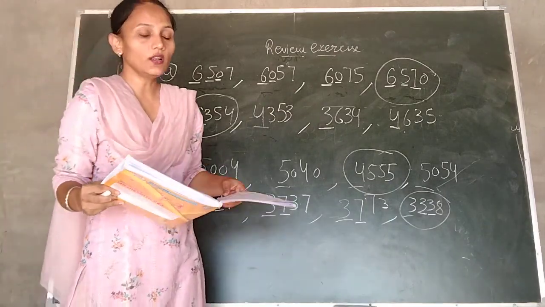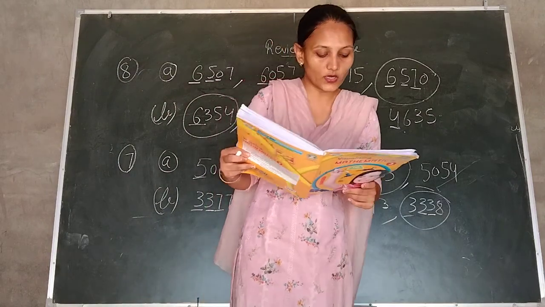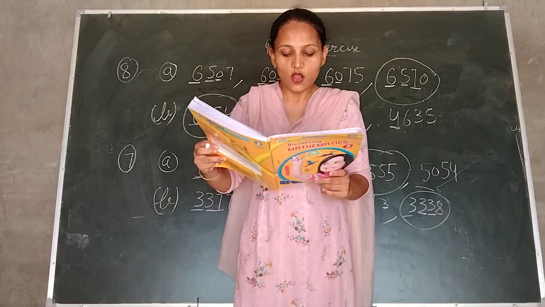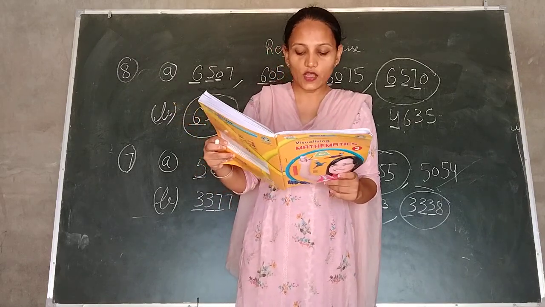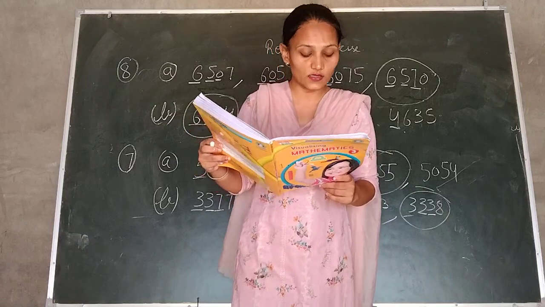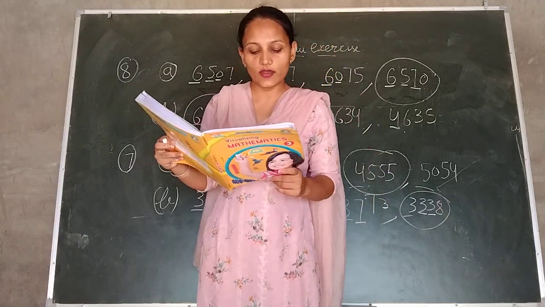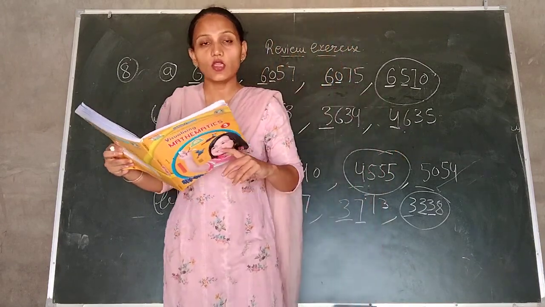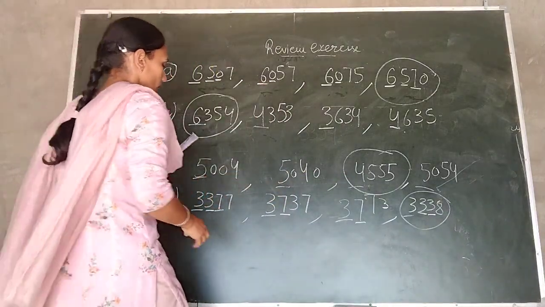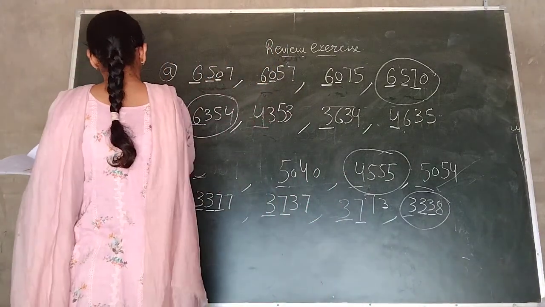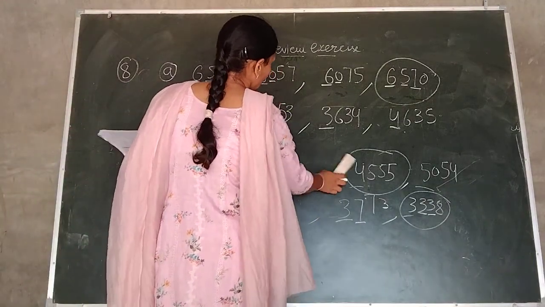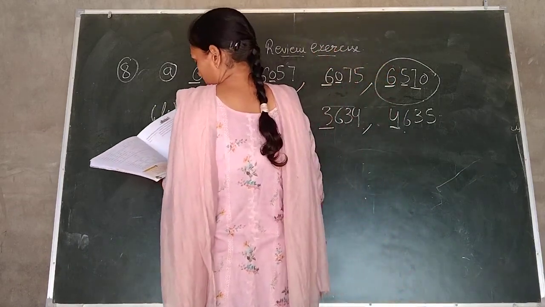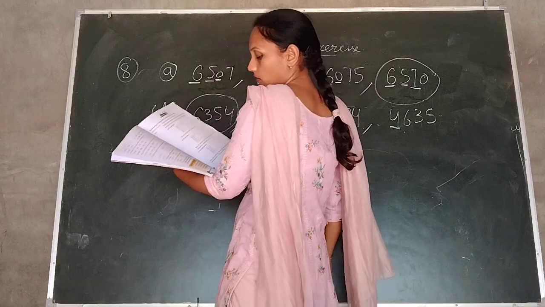Next, ninth question. On the occasion of World Water Day, 4,567 residents of Manu Society and 3,942 residents of Asha Society took an oath to save water. For which society did more people take the oath? So now we have given that two societies took an oath to save water. In which society did more people take the oath?